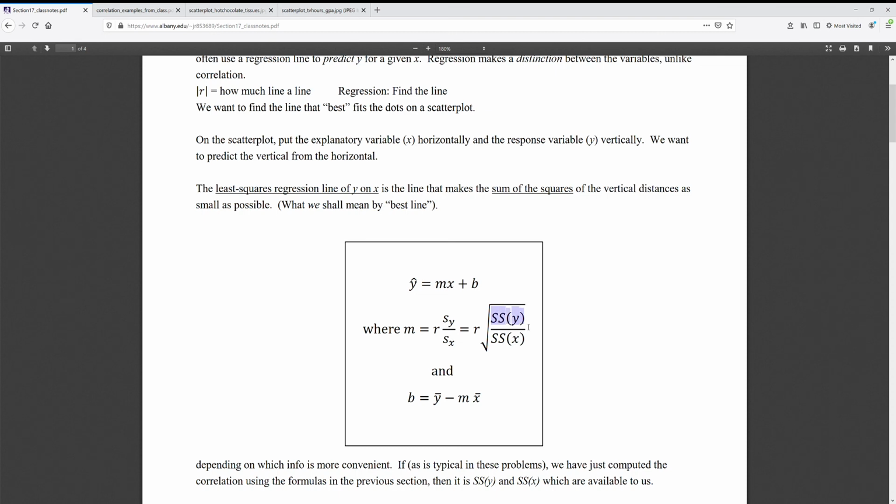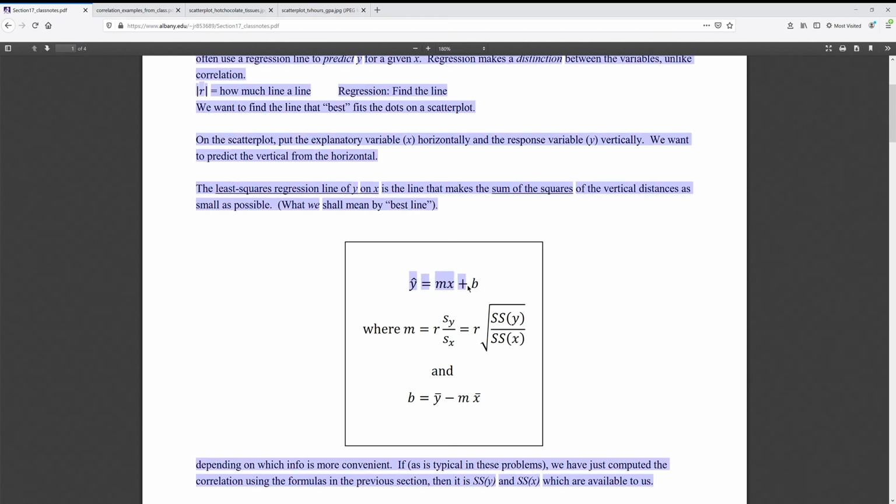So we found SSY, we found SSX, divide them, square root. We found them in order to find r, so we've got that too. Multiply. We got m. Now as far as b goes, we'll just back substitute.